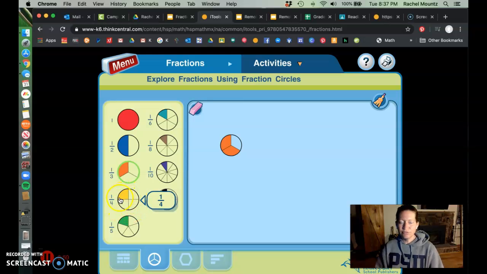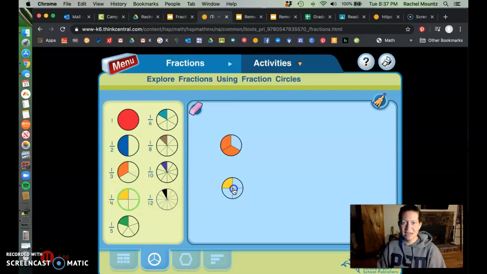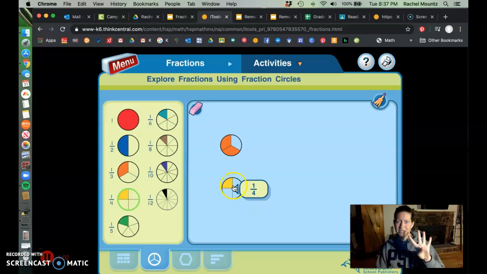Looking at my yellow fourths, my whole is cut into 4 pieces. If I have 1/4 shaded in, that's 1 in the numerator, still 4 in the denominator because this piece is the size of a fourth. It's 1/4 of the whole. Another piece shaded in, 2 pieces shaded, they're still both fourths. 2 in the numerator, 2 pieces shaded, 4 in the denominator because there are 1, 2, 3, 4 parts that my whole is cut into.